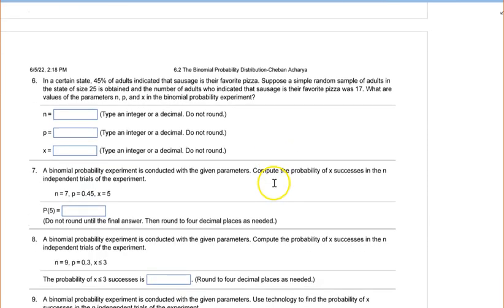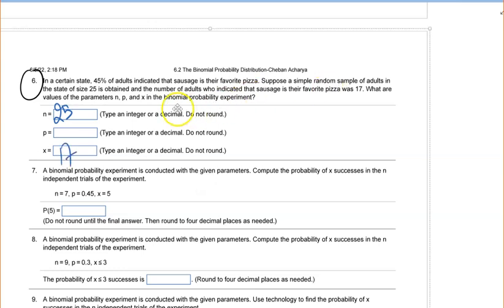Question number 6. In a certain state, 45% of the students indicate that sausage is their favorite pizza. Suppose a simple random sample of 25 adults in the state is obtained, and the number of adults who indicated that sausage is their favorite pizza was 17. Remember that 25 is the number of trials. We asked 25 people, and we found that 17 people like sausage as their favorite pizza. Therefore, X here is 17. This is the number of successes.